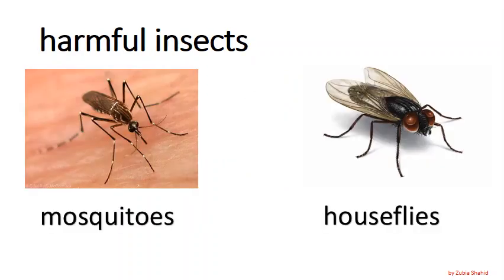There are some harmful insects as well. For example, mosquitoes and houseflies. Mosquitoes spread diseases like malaria and dengue. Houseflies carry a lot of germs. Their legs carry a lot of germs, and when they sit from one place to another, they can easily spread germs.